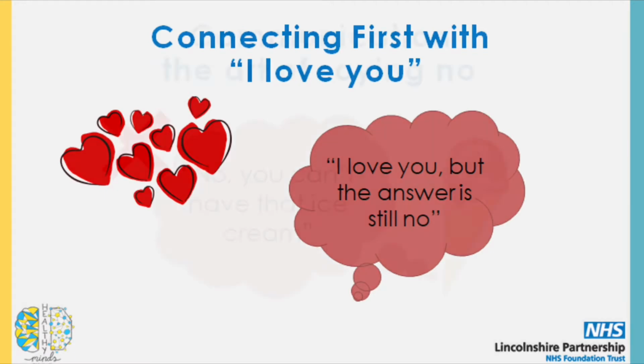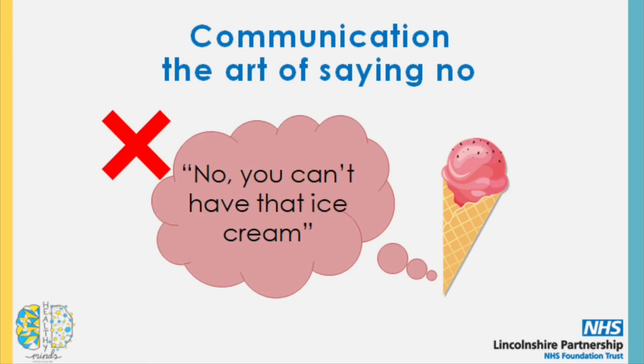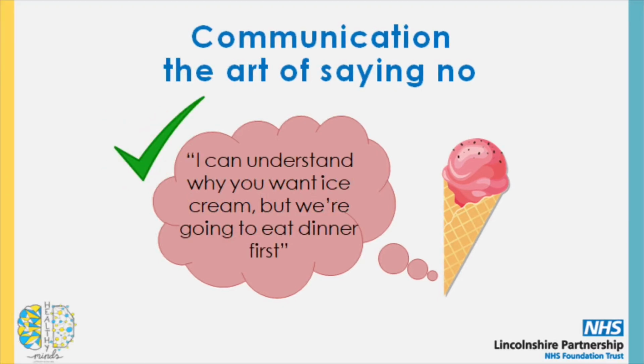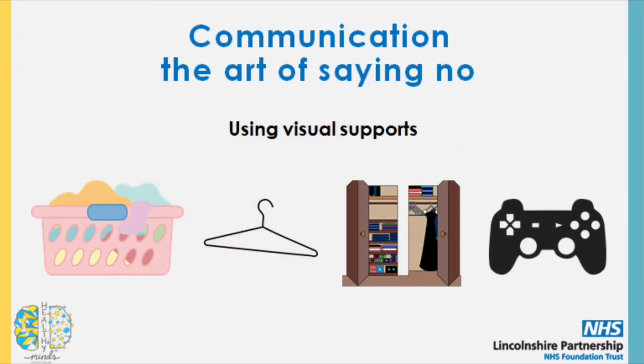So for example, if your young person wants ice cream, but you want them to eat first, rather than saying, "No, you can't have that ice cream," try saying, "I can understand why you want ice cream, but we're going to eat dinner first," or "dinner first, then ice cream." You can also try using different words or symbols to show how they can do whatever it is that they want to do later, using visual supports, for example. First we put the clothes away, then we play a game. Can be shown with pictures.